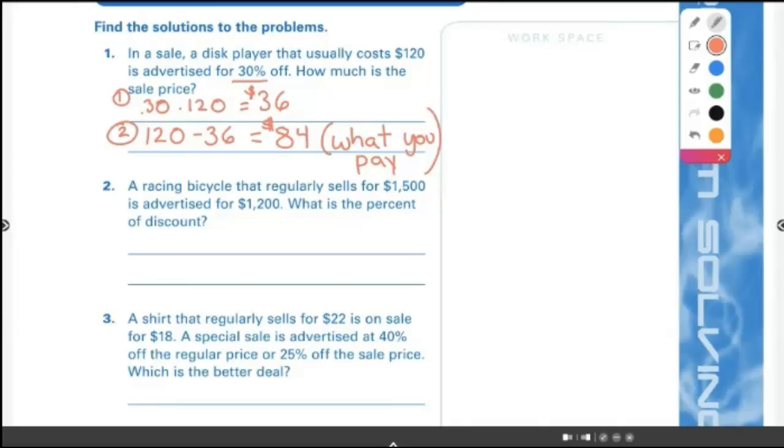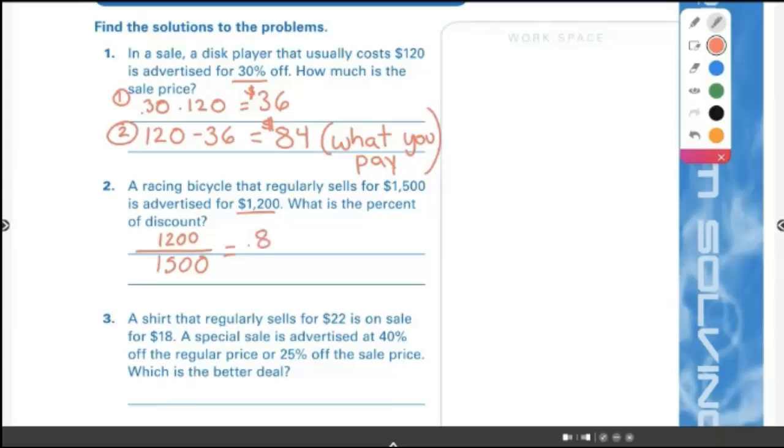Yeah. Number two, a racing bicycle that regularly sells for $1,500 is advertised for $1,200. What is the percent of discount? Okay, so remember, it is the same thing. There's a shortcut I'm going to teach you. When you have the two numbers and you want to know what percent this is of this, you just divide. So you take the 1,200 divided by 1,500, and what do you get? 0.8. Okay, now that's our decimal.